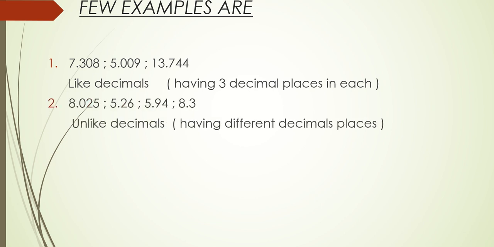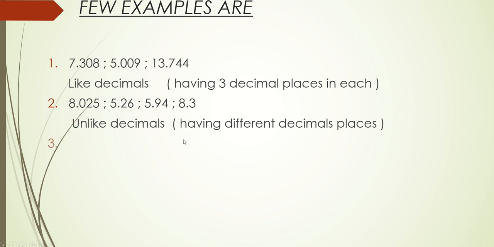Next example is 8.025, 5.26, 5.94 and 8.3. Again check the decimal places. 3 decimal places in the first one. In the second one I have 2 decimal places. Again in the third one I have 2 decimal places. And in the fourth one I have only 1 decimal place. So which kind of decimals are these? Yes, these are unlike decimals, having different decimal places.